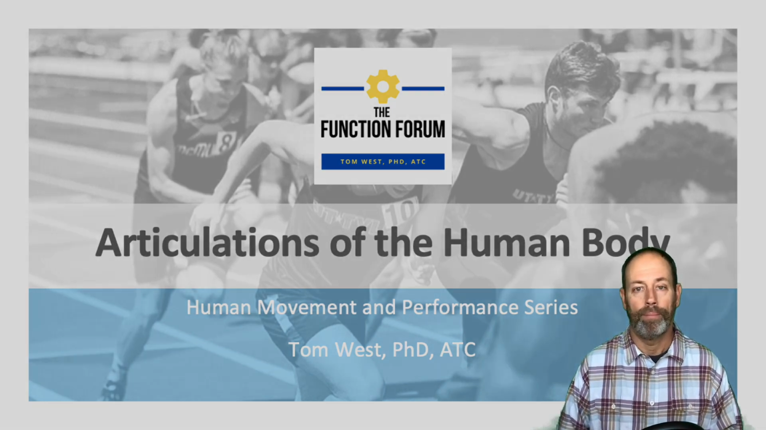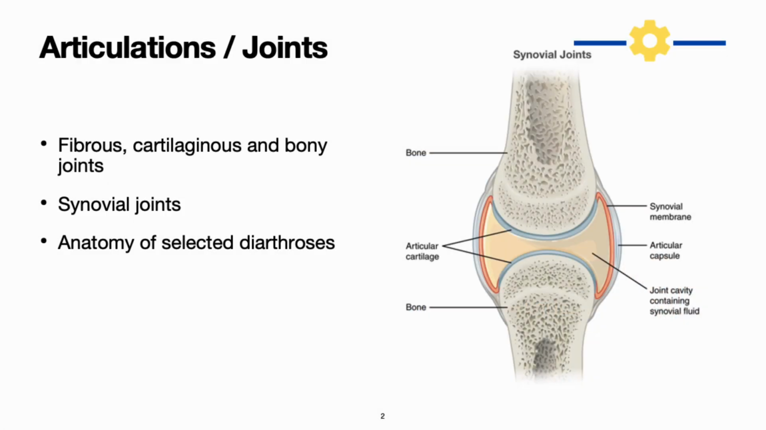So let's get started. In this presentation, I hope to go over a number of factors related to the study of joints and the articulations that are formed between bones throughout the body. We're going to quickly go over fibrous joints, cartilaginous joints, and bony joints, but we will spend most of our time going over synovial joints, which are also known as diarthrodial joints, and they're the movable joints that are found throughout the body, such as the elbow, the interphalangeal joint, etc.